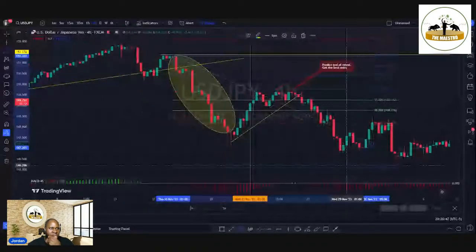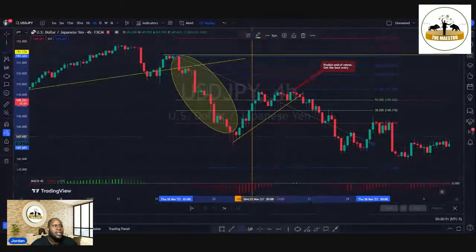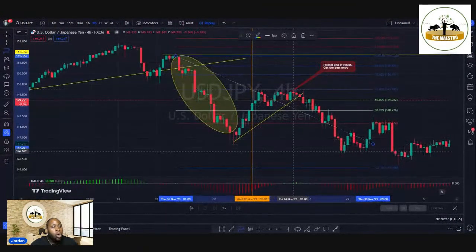Now, again, what a lot of people do when using Fibonacci is they wait till this thing hits the 61.8 and take that trade, or if it doesn't hit that 61.8, they just miss out on the trade. This is what I want you to do. Forget the 61.8.